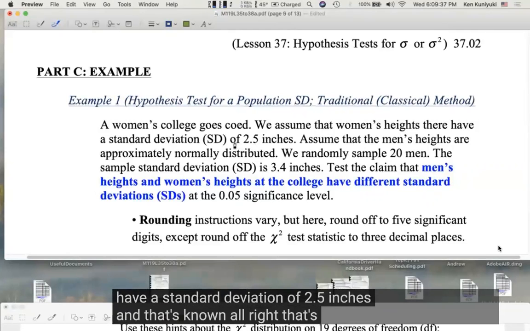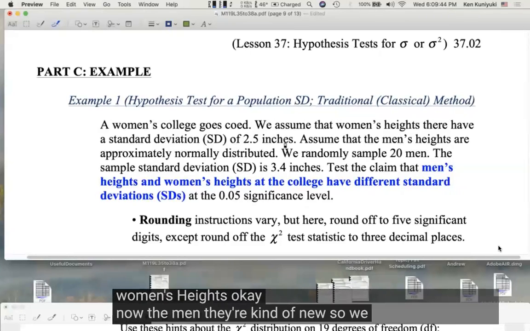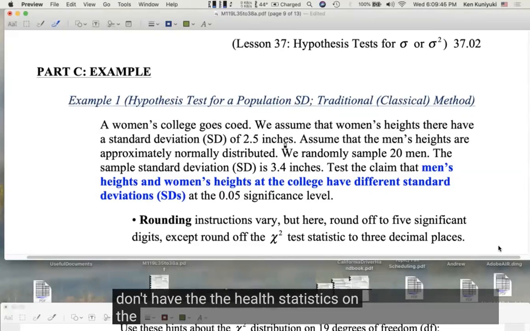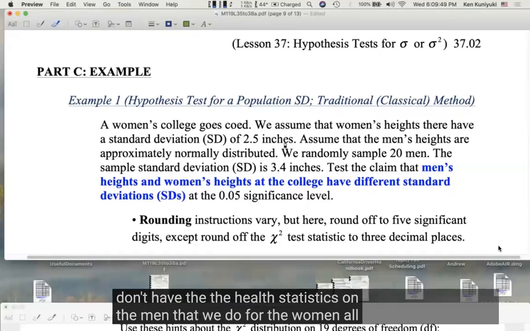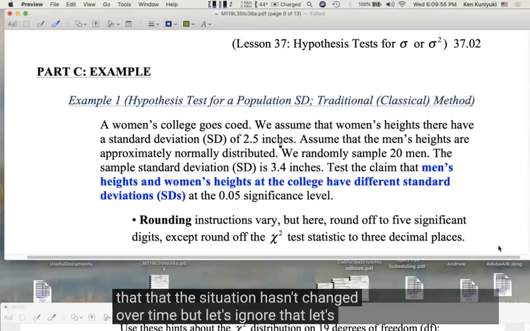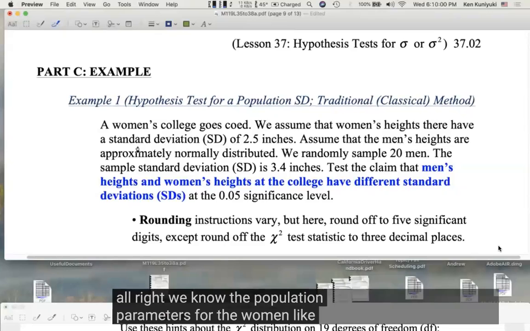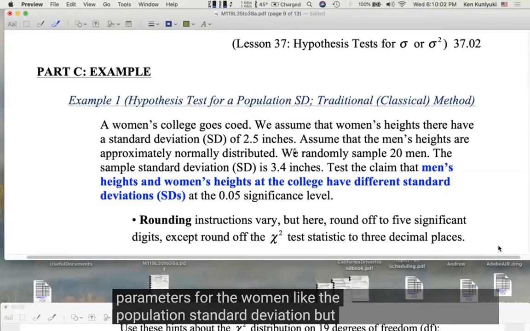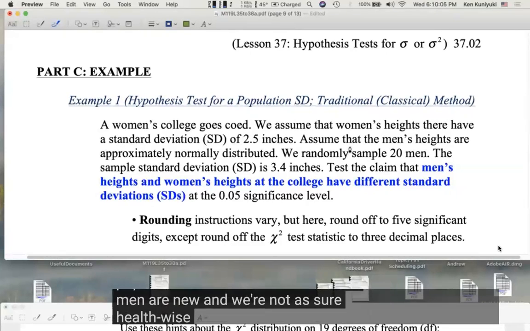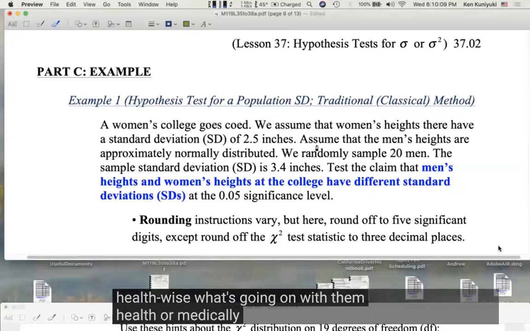And that's known, all right? That's the known population standard deviation for women's heights. Okay, now the men, they're kind of new. So we don't have the health statistics on the men that we do for the women, all right? I know that we're kind of assuming that the situation hasn't changed over time, but let's ignore that. Let's say that we know the deal with the women, all right? We know the population parameters for the women, like the population standard deviation. But the men are new, and we're not as sure health-wise, or medically wise, what's going on with them.